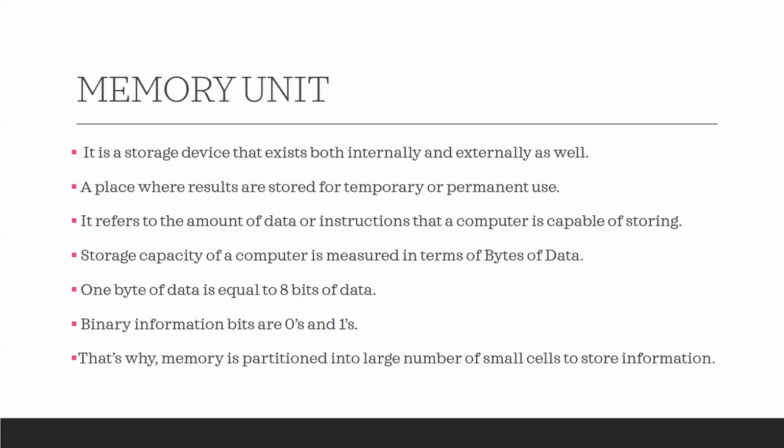Let us now discuss about memory unit. Memory unit is available both internally as well as externally. It's a place where the information is stored for a temporary or a permanent use. Memory refers to the amount of data or instructions that a computer is capable of storing. Storage capacity of a computer is usually measured in terms of bytes of data. 1 byte of data is equal to 8 bits of data. And we know that binary information is available in the form of bits, that is zeros and ones. That's why memory is partitioned into large number of small cells to store information.